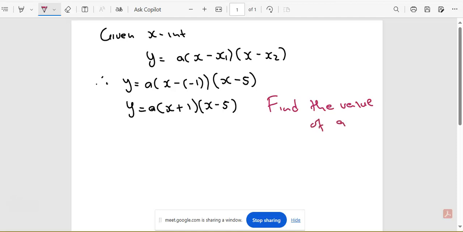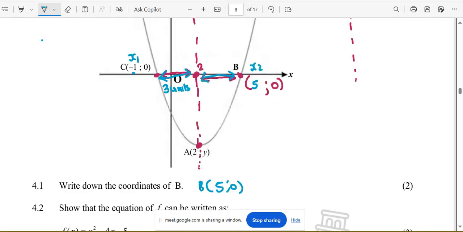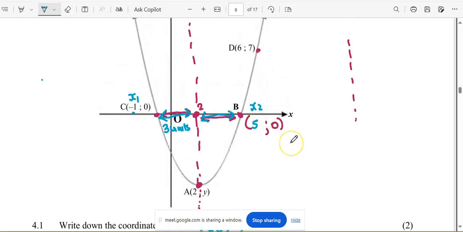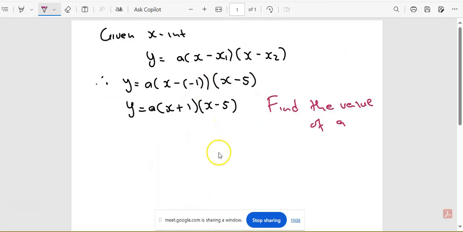So to find the value of a, we need to sub in any point on the graph, guys. Any point, please do not use the turning point. It's best to use the third point that you are given, which is D. That will be 6 and 7. I'm going to use D. The coordinate of D, we have it at (6, 7).